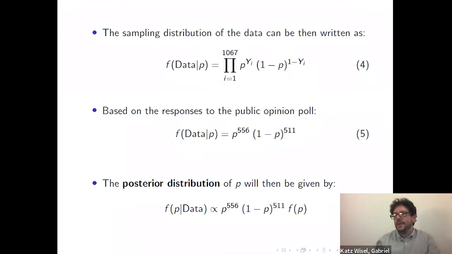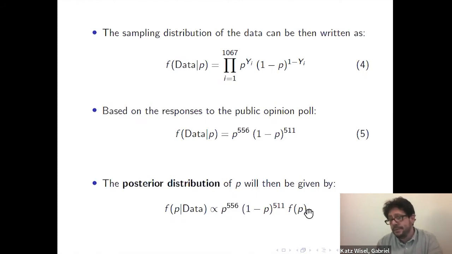Now, going back to the Bayesian mantra, the posterior distribution of the parameters, in this case the parameter is going to be P, the probability of success. This is a simple example with a Bernoulli distribution, whose parameter is P, the probability of success. So going back to the Bayesian mantra, the posterior is proportional to the likelihood times the prior. What we have is that the posterior distribution of P, given the data, is going to be proportional to the sampling distribution times the prior, which I will denote by f of P.